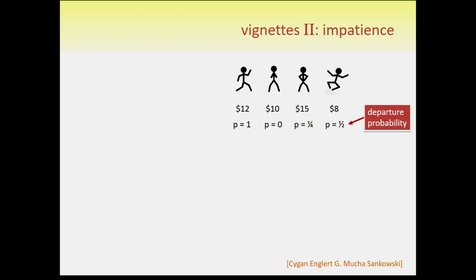Okay, here's the problem that I mentioned at the beginning of this talk. I have to serve a bunch of customers. Each of these customers has a certain value, but they're all somewhat impatient, some of them more impatient than others.